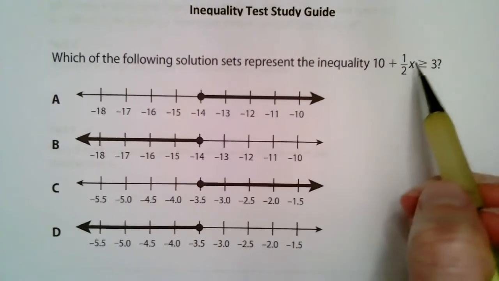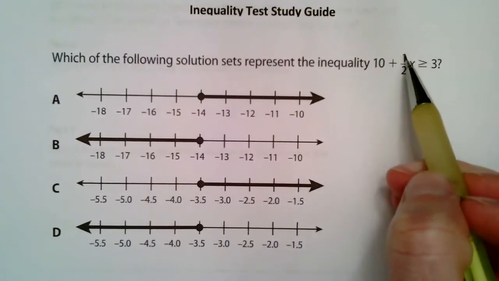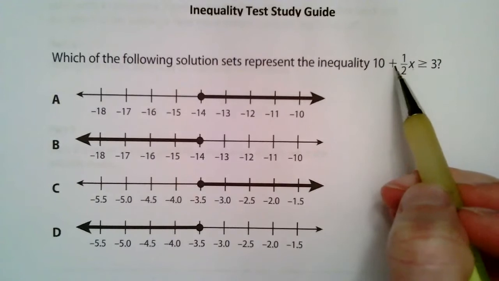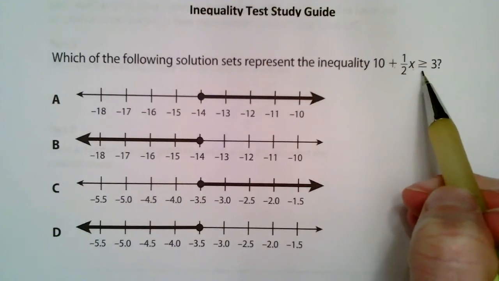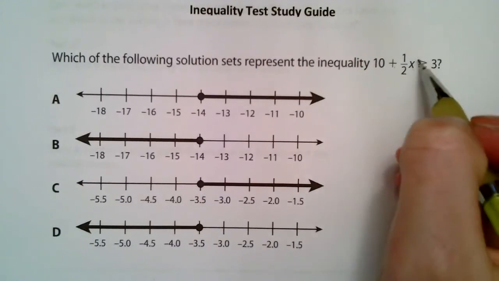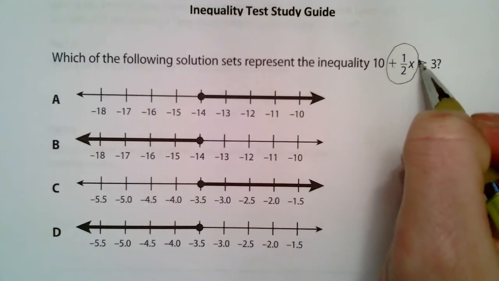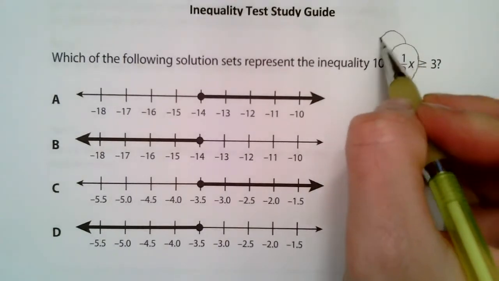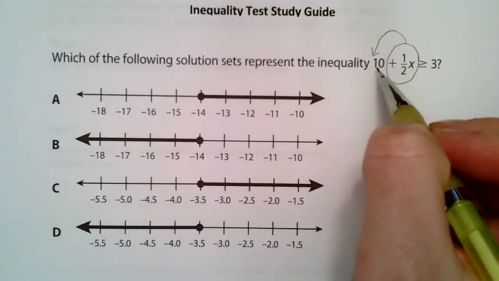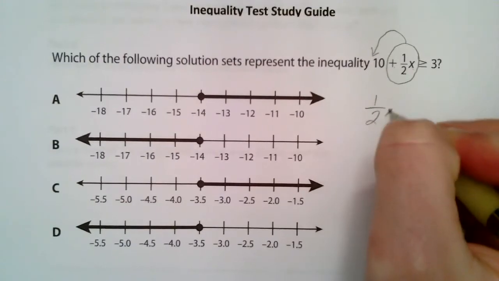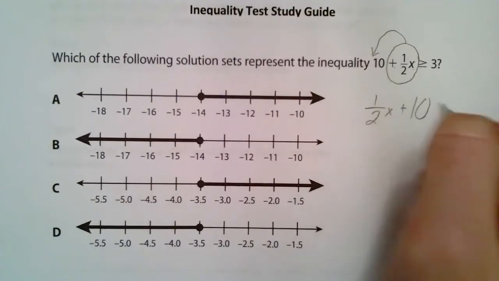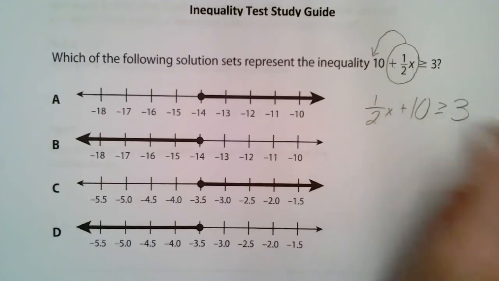First of all, I need to look at my coefficient that is with my variable. My coefficient is positive, which it is. That means my inequality is going to stay the same. It's not going to flip. Okay, so I'm going to take this whole coefficient and the sign in front of it, and I'm going to move it to the front. So I got 1 half x plus 10 is greater than or equal to 3.